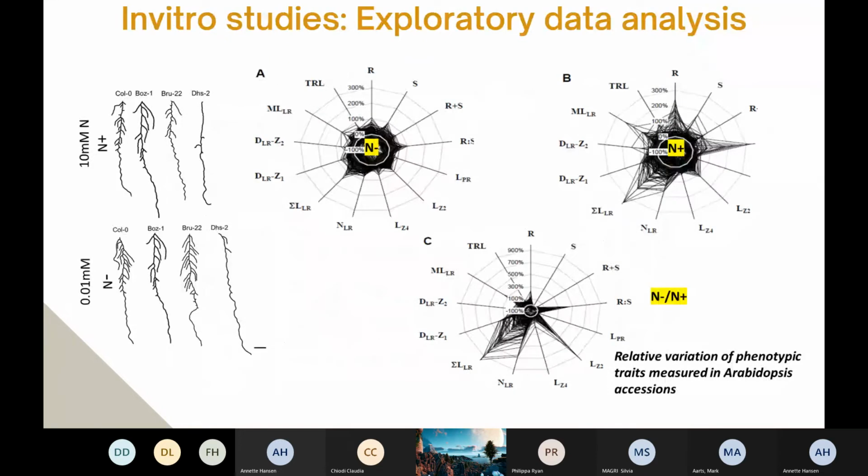Yeah, so initially, from the in vitro studies in low and high nitrogen, we have seen a relative, these are spider plots. So we tried to map all the biomass traits and then root morphological traits that I showed you in the previous slide. From this we have clearly seen some diverse variations with respect to the lateral roots and the primary root lengths, so there is a relative variation of these phenotype traits in different accessions.